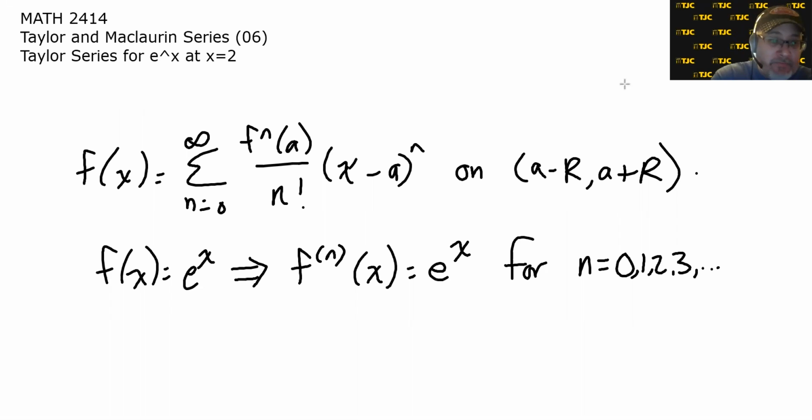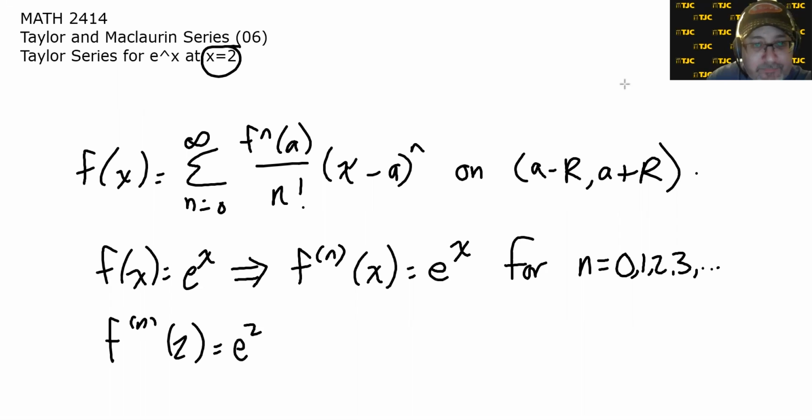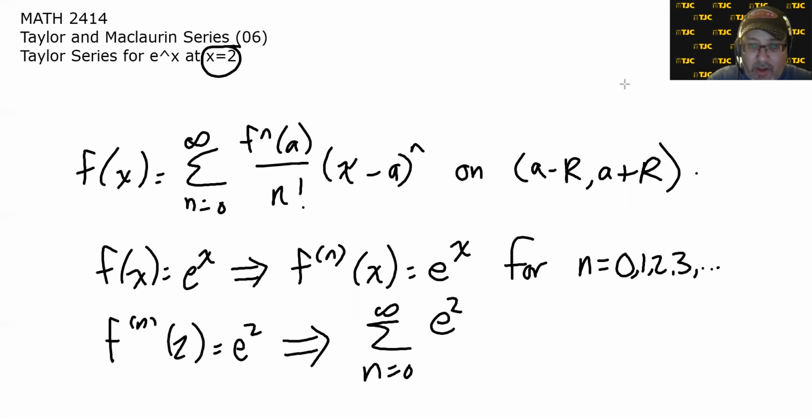Since our center is at 2, if we put 2 into any derivative, we're going to get e squared. This implies that our series is going to be the sum from n equals 0 to infinity of e squared over n factorial times x minus a, except if we're centered at 2, then a is 2, to the nth power. So at this point, we've technically found our series.